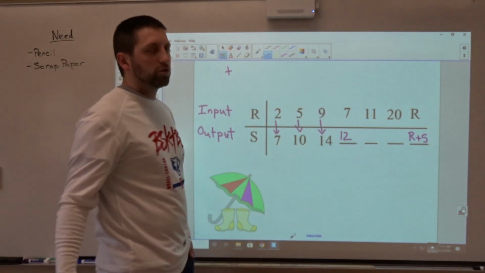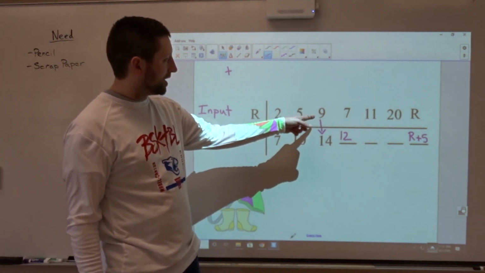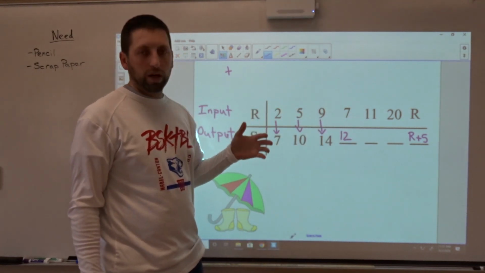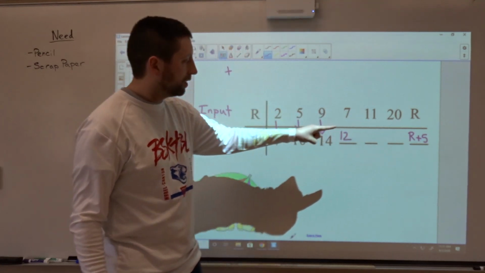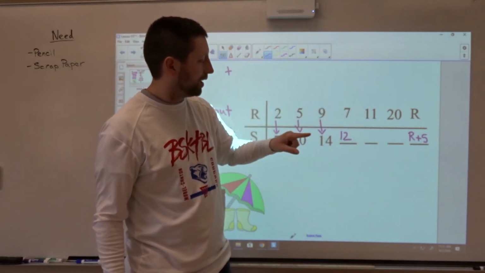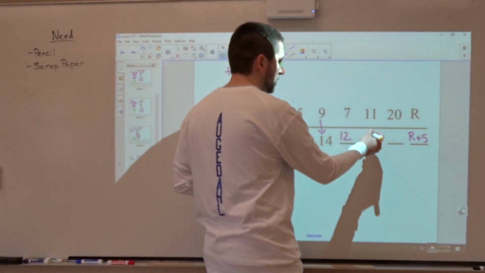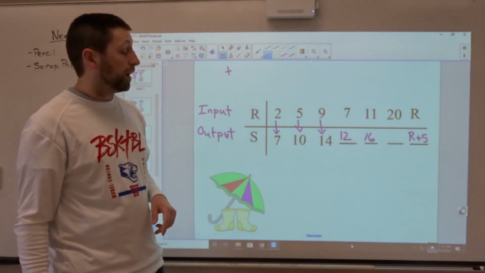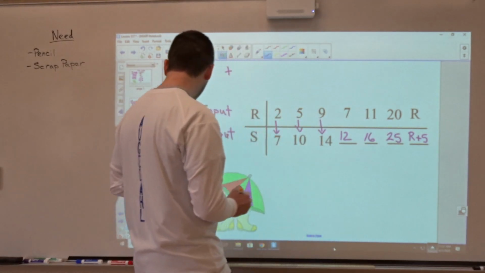If you notice, our numbers do not have to be in order for this table to work. I went 2, 5, 9, 7, 11, and then 20. They don't have to be in a repeating pattern. We just need to figure out what is the rule, and then apply that rule to whatever number R is. So R is 11 this time. So 11 plus 5 is 16. And 20 plus 5 would be 25.